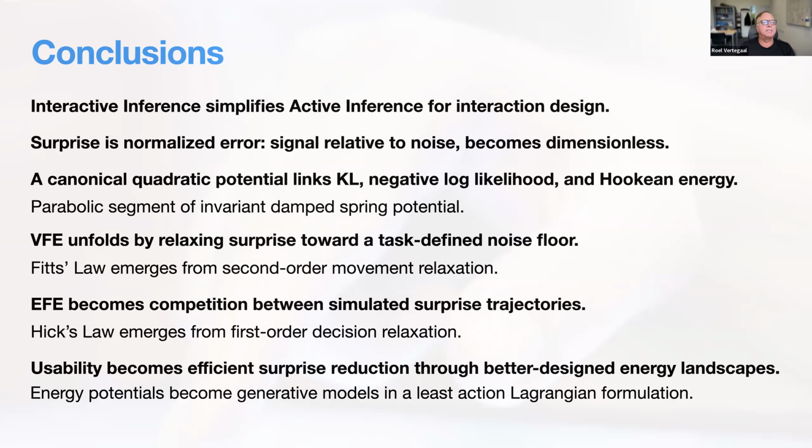So, concluding remarks: interactive inference simplifies active inference for interaction design by using normalized error. It's a signal relative to noise that becomes dimensionless, and it also plays really well with the Shannon equation. A canonical quadratic potential links the KL divergence, the negative log likelihood, and Hookean energy, unifying three different fields. A parabolic segment of this invariant damped spring potential is what we traverse in order to go from error to solution. Variational free energy then unfolds by relaxing the surprise towards that task-defined noise floor.